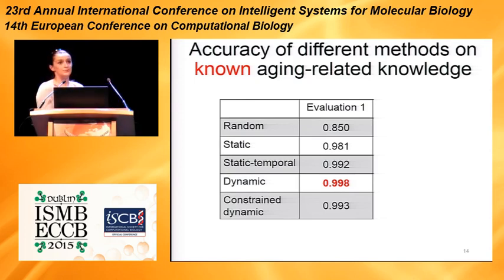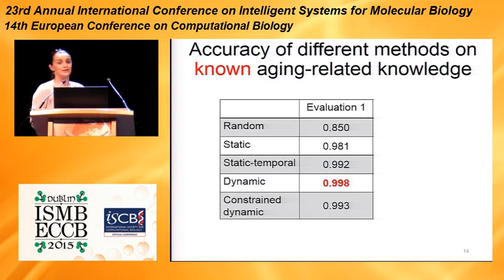This is accuracy, in terms of, of all predictions that we make, how many of them are accurate. And you will see the superiority of both dynamic and constrained dynamic graphlets over the other approaches. Note that the random approach performed quite well as well. And if you wonder why, that is because we have a lot more samples in non-aging related data than we do in aging related data.